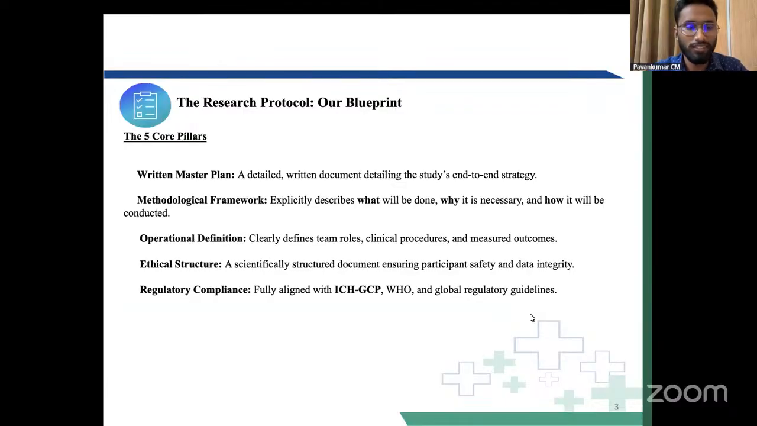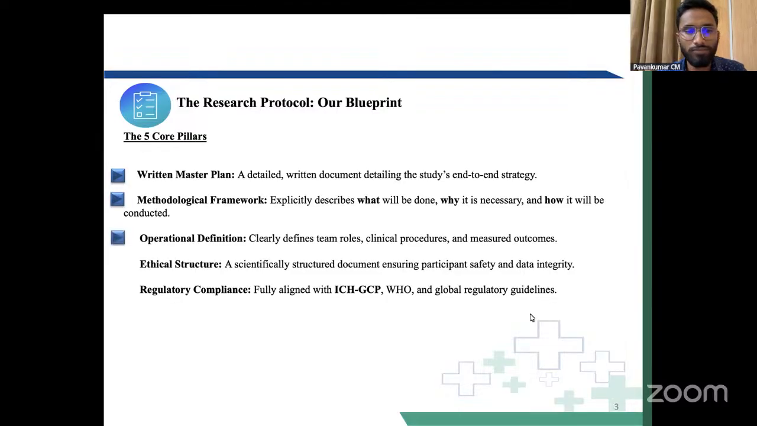Coming to the research protocol, as we all know, it is a blueprint. The research protocol is a detailed writing, and there are five core pillars. The first is a written master plan, a detailed written document detailing the study's end-to-end strategies, like how we are going to start and how we are going to stop, and what hypotheses we have. In the methodological framework, we can see what we will be doing, why we will be doing it, and how we are going to do it.